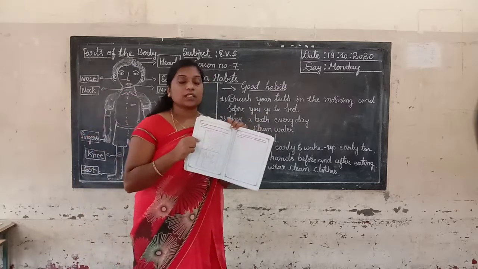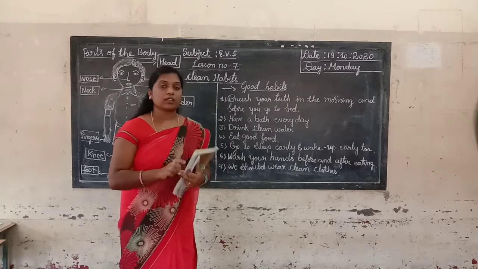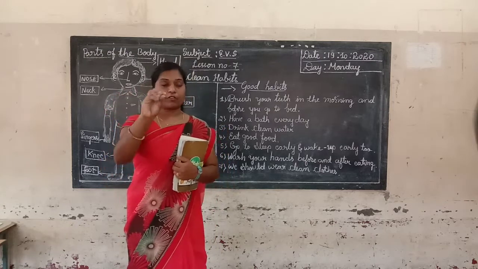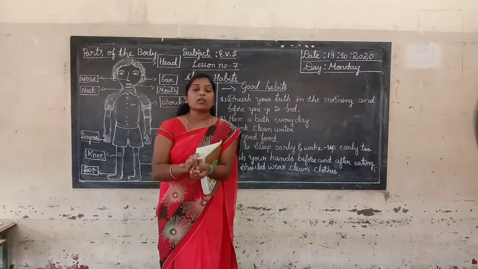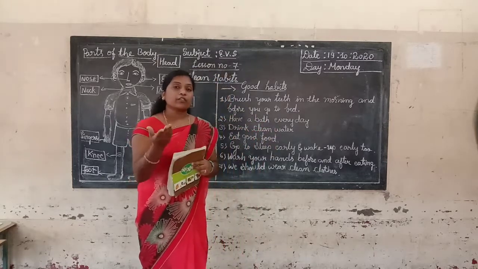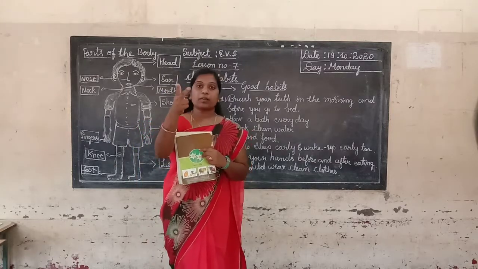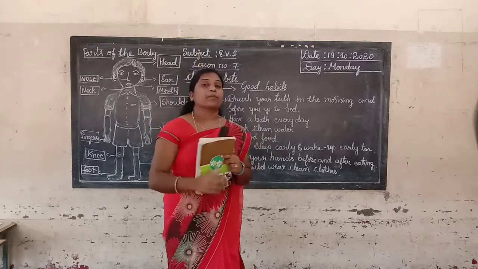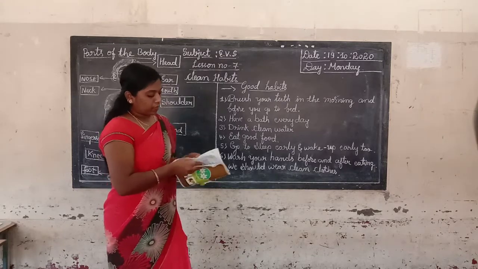What is this? This is the hand. Students, how many fingers are there in your hand? Yes, in one hand we have 5 fingers. So in two hands, how many fingers do we have in total? 10 fingers. Okay, identify the fingers' names. Yes, thumb finger, index finger, middle finger, ring finger and little finger. Next activity.